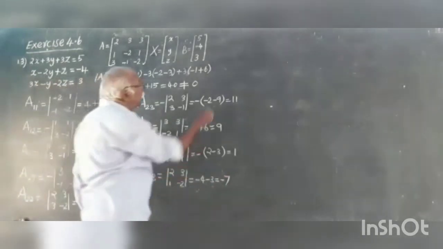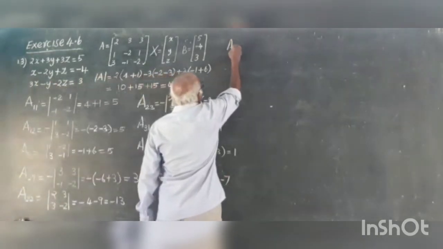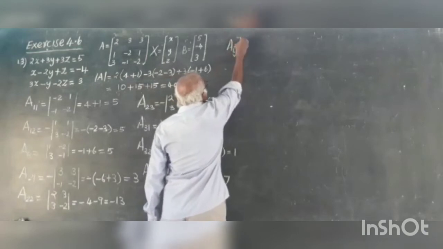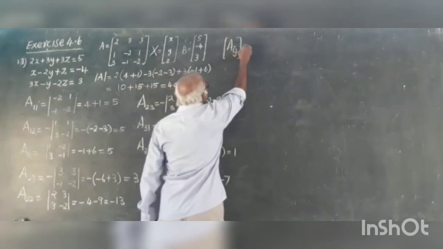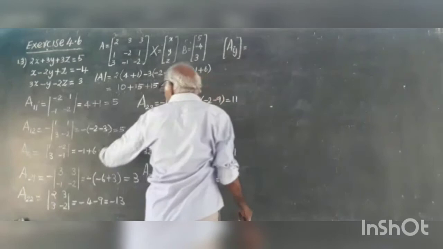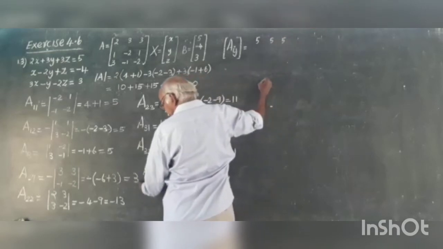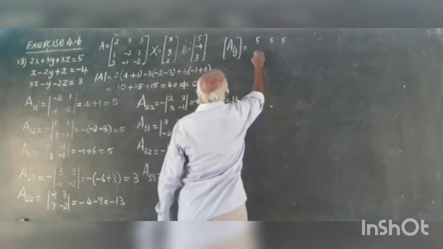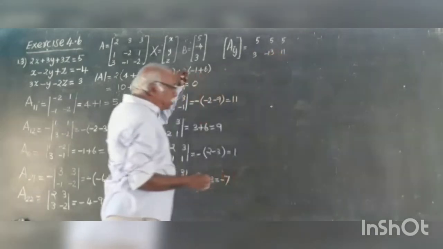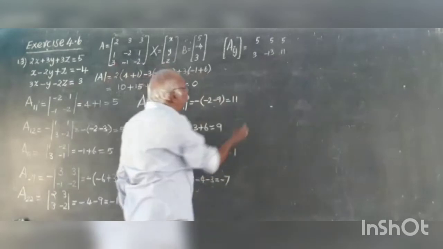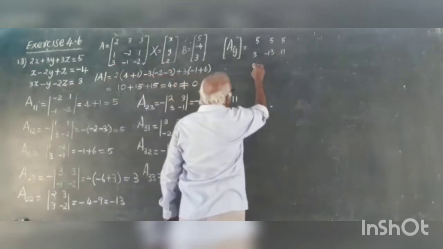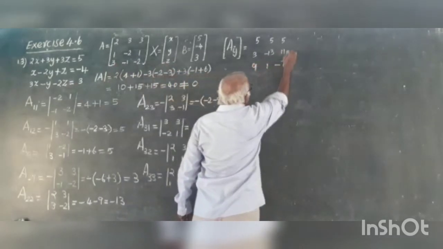Then find capital A, that is the cofactor matrix. Cofactor matrix, you write in the order. What is the order? First row, 5, 5, 5. Second row, 3, minus 13, 11. Third row, 9, 1, minus 7.